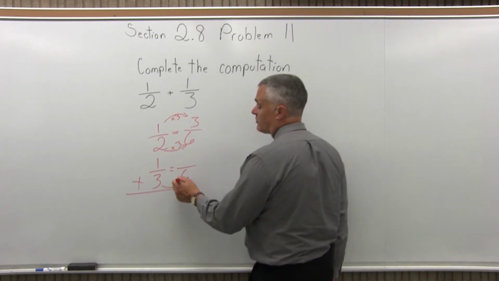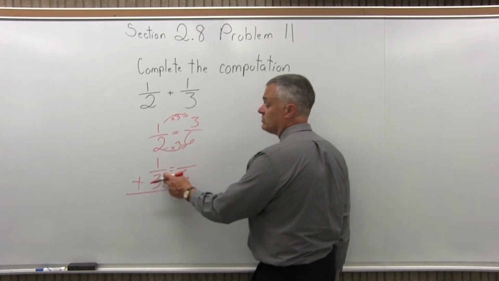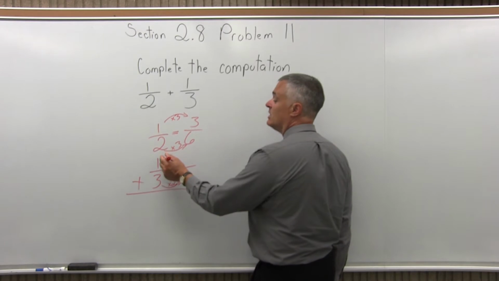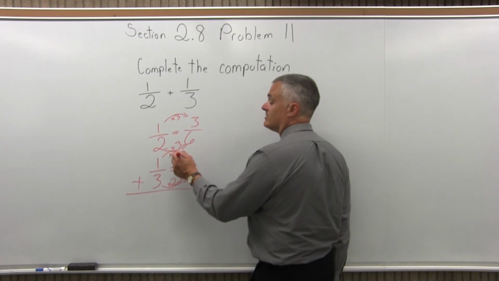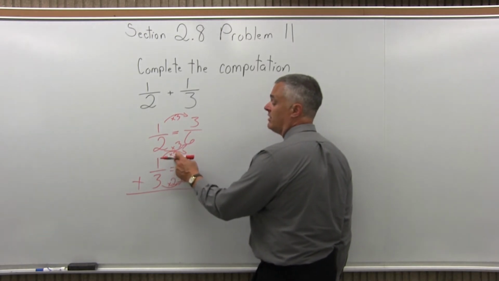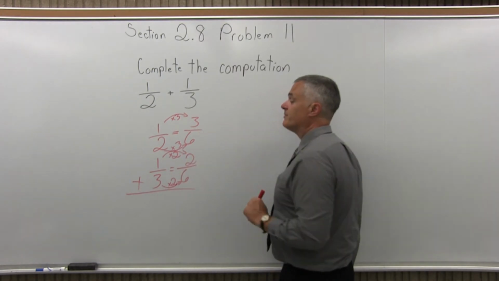Now, for the 1/3, do the same process. My denominator of 3 changed into a denominator of 6. So it must have been multiplied times 2. 3 times 2 is 6. So the numerator will be multiplied times that same value of 2. My numerator of 1 times 2 is 2.